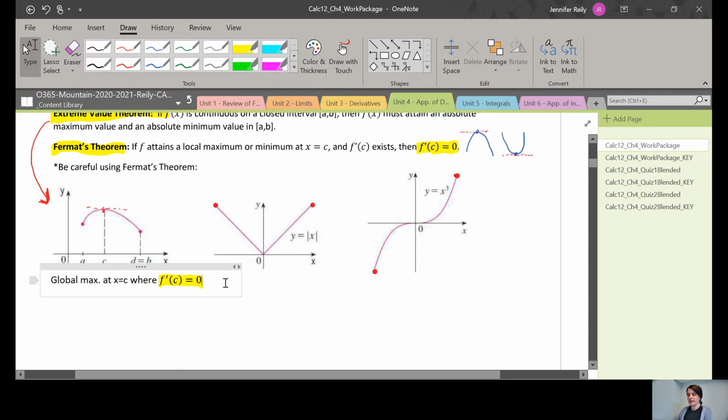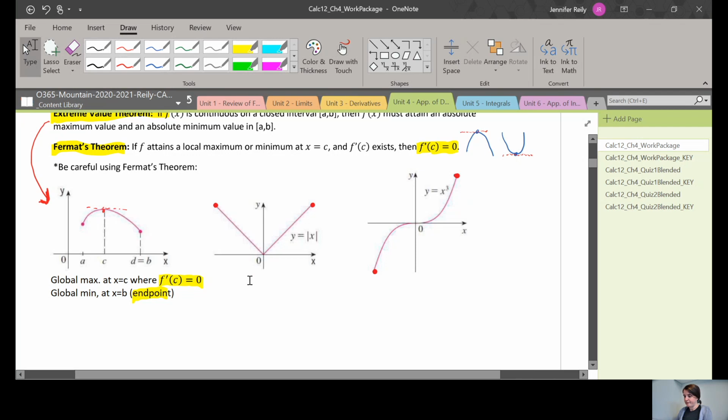Okay, let's look at the global minimums. The global minimum of this curve is at x equals b, an endpoint. So that's another place that these global minimums or maximums can occur. At the endpoint, the derivative is not defined, and so Fermat's theorem still applies. So it says if the derivative exists, then it must be 0. So if the derivative doesn't exist, then you can have a global min there too. So at the endpoint is another place where you can have a global max or min.